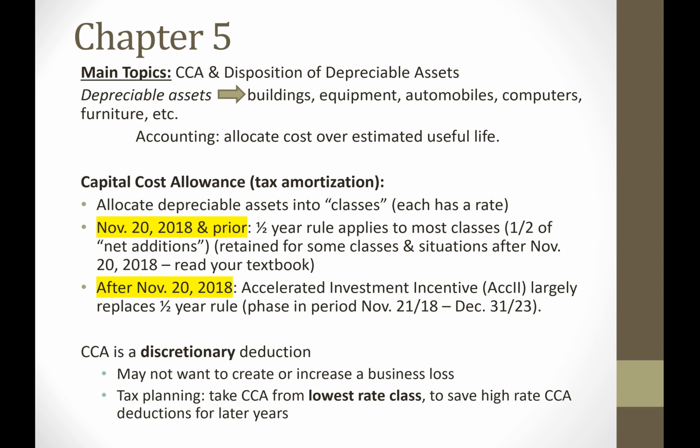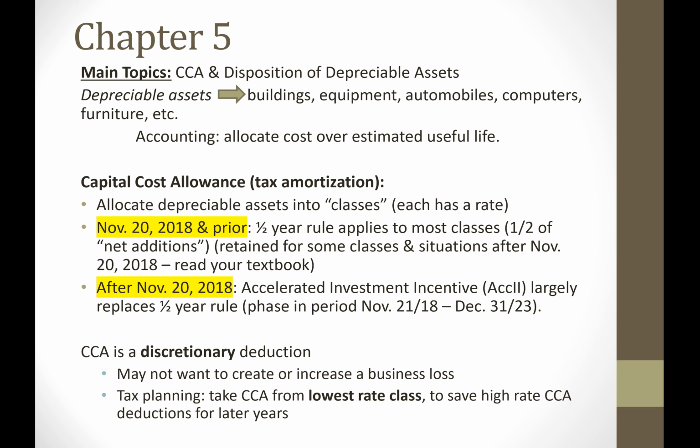Now, one other thing about CCA is that it's a discretionary deduction. What that means is when a business calculates the total maximum amount of CCA that it's able to deduct in a particular year, it can actually deduct anywhere from 0 to the maximum and anything in between.